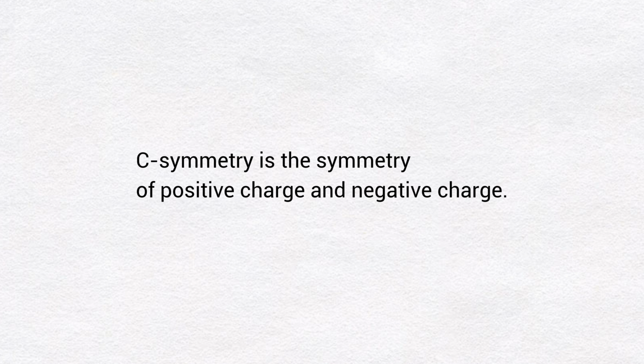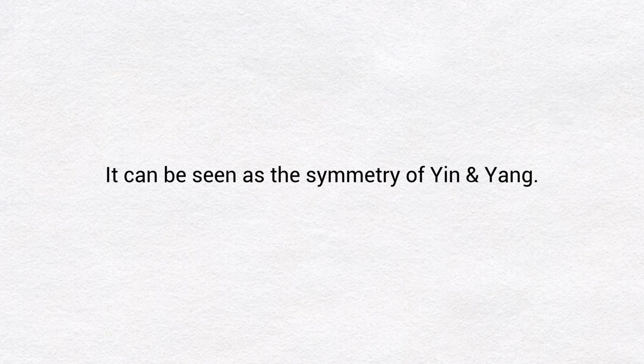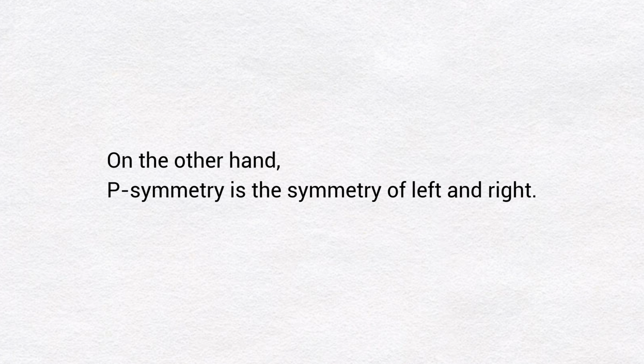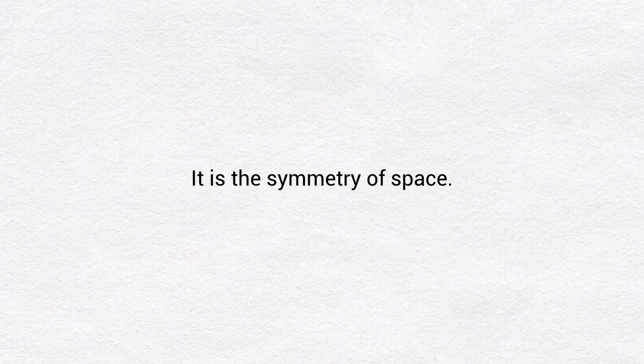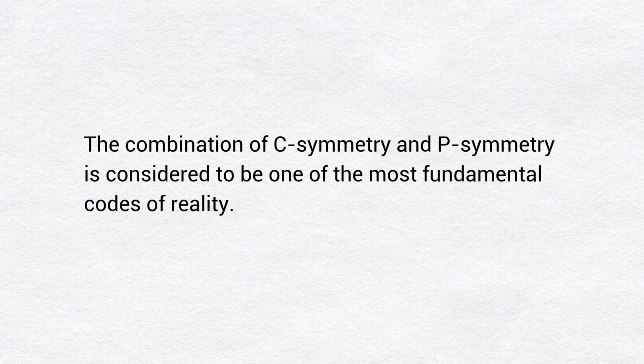We have discussed two different types of symmetries, C symmetry and P symmetry. C symmetry is the symmetry of positive charge and negative charge. It can be seen as the symmetry of yin and yang, or yang and yin. On the other hand, P symmetry is the symmetry of left and right. It is the symmetry of space. The combination of C symmetry and P symmetry is considered to be one of the most fundamental codes of reality.